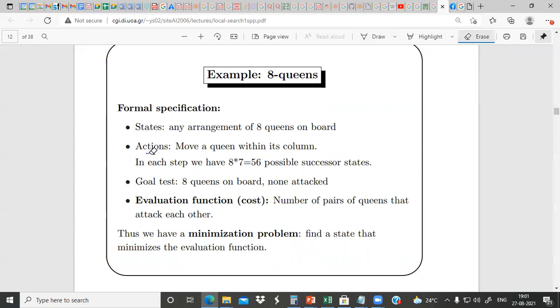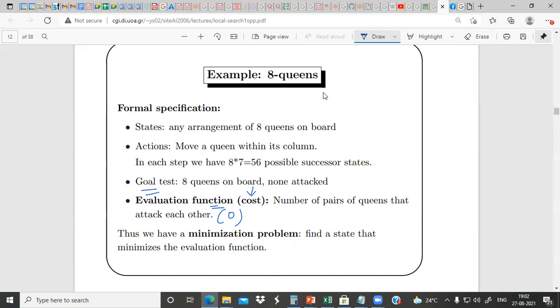So here, what is our objective? Our objective is to minimize, because the goal test will be satisfied when the attacks become 0. So the evaluation function is basically the cost here. The evaluation function is the cost. It is the number of pairs of queens that attack each other.